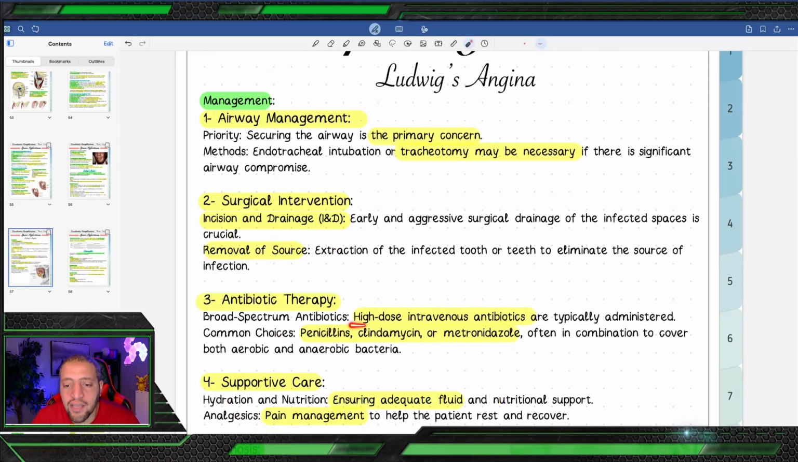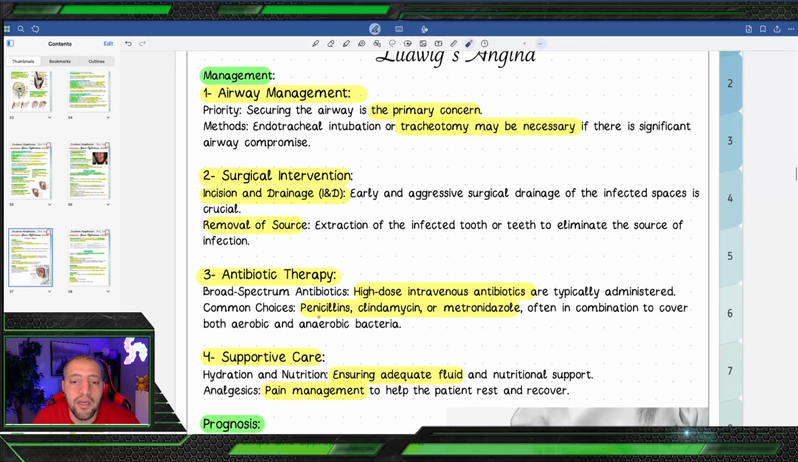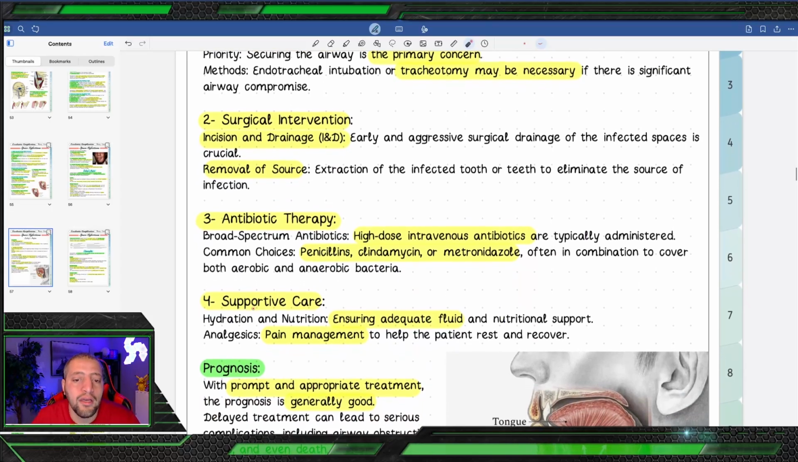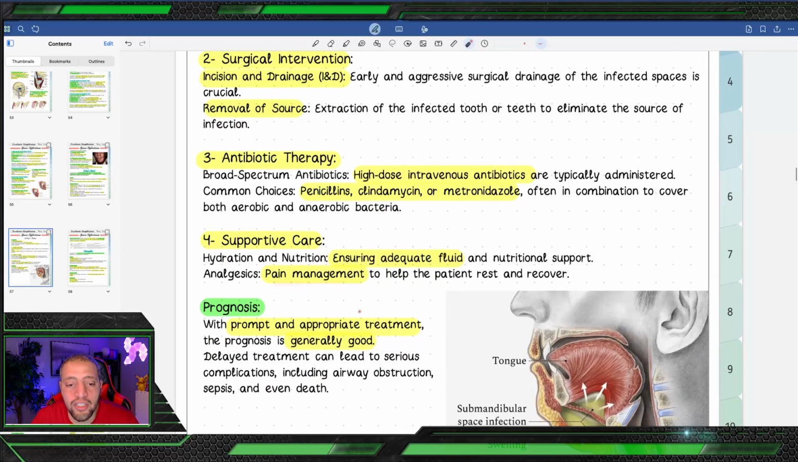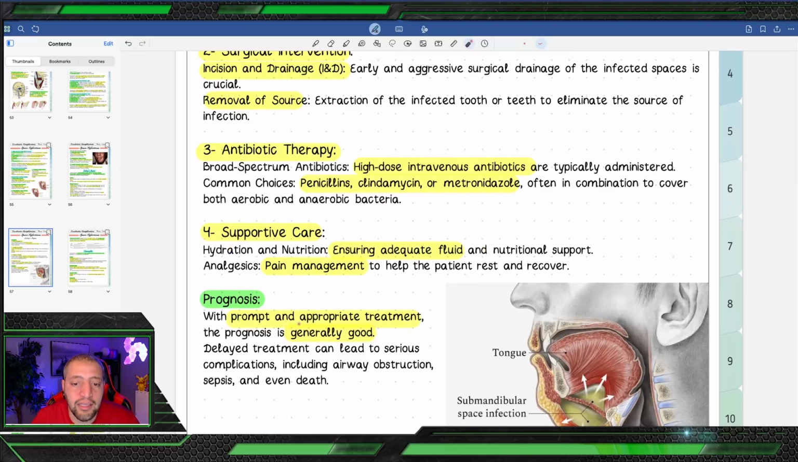Antibiotic, in this case, high-dose intravenous antibiotic: penicillin, clindamycin, or metronidazole. Supportive care, ensuring adequate fluid and pain management for the patient. Prognosis: with prompt and appropriate treatment, the prognosis is generally good. If it's delayed, it might end up with airway obstruction, and sadly, the patient might die.